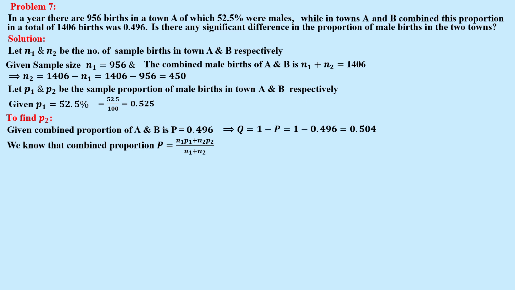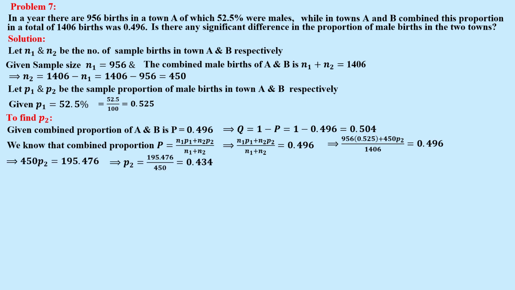We know the combined proportion capital P is equal to N1 P1 plus N2 P2 by N1 plus N2. So N1 P1 plus N2 P2 by N1 plus N2 is equal to 0.496. Substituting the values, 956 times 0.525 plus 450 times P2, which we don't know, divided by N1 plus N2, which is 1406, equals 0.496. Therefore P2 is equal to 0.434.